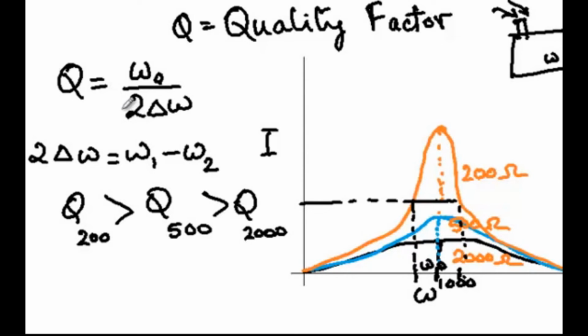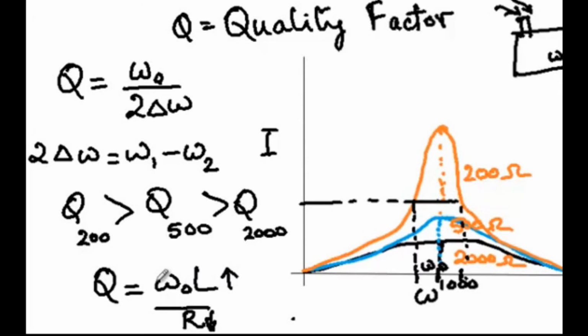Now if you work this out and use some algebra, you finally get the quality factor Q as omega naught L over R. Now a circuit is more selective with a high value of Q, which occurs when the resistance is low or the resonant frequency omega naught times inductance is made large.